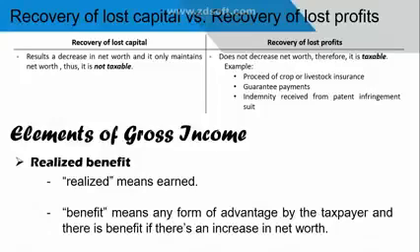But again, before it enters, if ever you have a loss or recovery also, therefore that is already taxable. Just like, for example, the proceeds of crop or livestock insurance.